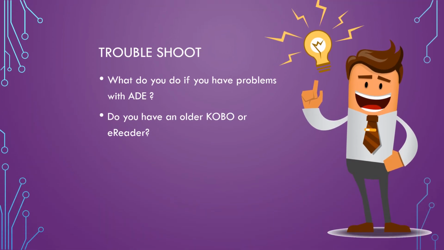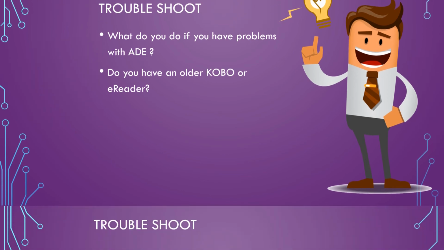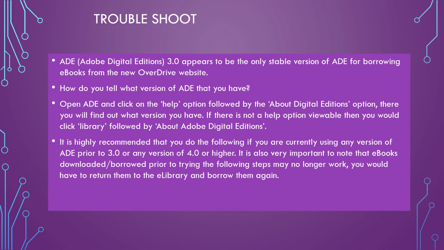So what do you do if you have problems with Adobe Digital Editions? Do you have an older Kobo or eReader? ADE Adobe Digital Editions 3.0 appears to be the only stable version of ADE for borrowing eBooks from the new OverDrive website. How do you tell what version of ADE you have? Open ADE and click on the Help option, followed by About Digital Editions option. There, you will find out what version you have. If there is not a help option viewable, then you would click Library, followed by About Adobe Digital Editions.